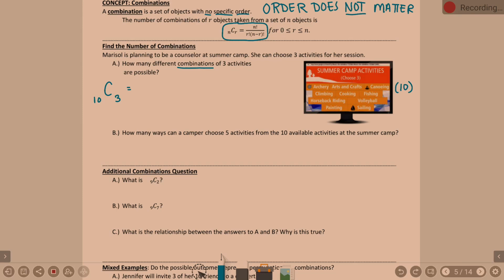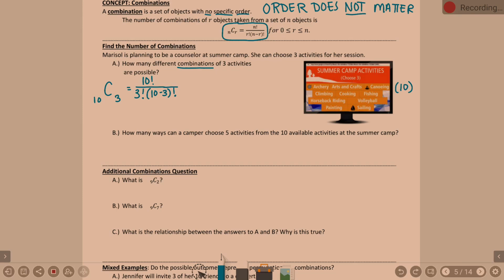Now, as we set that up, look at our formula. Our formula says what? N factorial. What's N? 10. It's your bigger number, your number on the left. So 10 factorial divided by R, so 3 factorial, times 10 minus 3 factorial. R factorial, which is 3 factorial. And then N minus R, which is 10 minus 3 factorial. So similar to what we did with permutations, just slightly different, right?